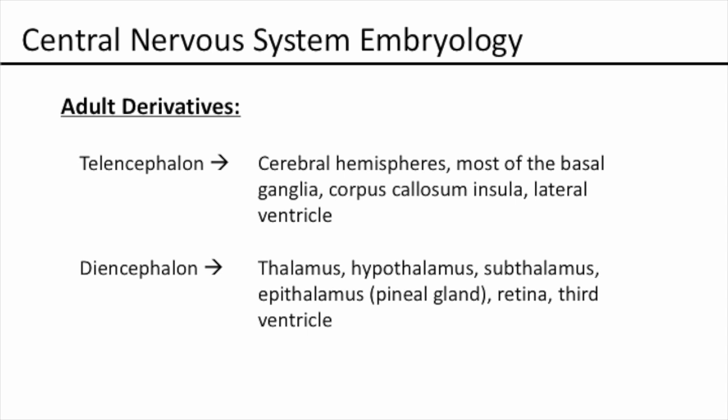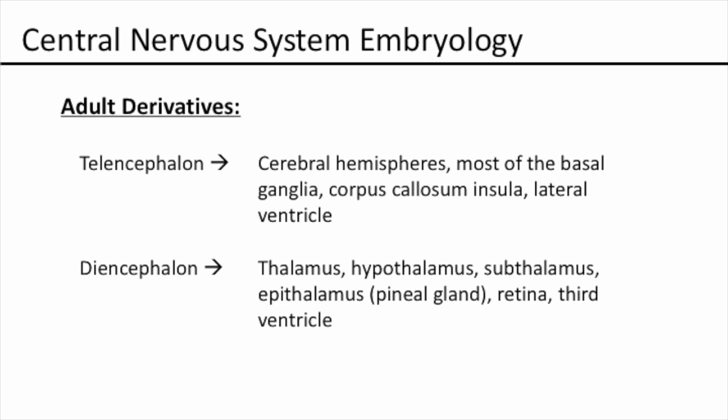So let's look at what those structures are. Starting at the top, the telencephalon will go on to become the adult brain structures such as the cerebral hemispheres, the corpus callosum, which connects the 2 hemispheres to one another, most of the basal ganglia, the insula, which is an area found deep within the lateral sulcus between the temporal and parietal lobes, and then the lateral ventricles. Remember, the ventricles are hollow spaces where cerebrospinal fluid, or CSF, is found.